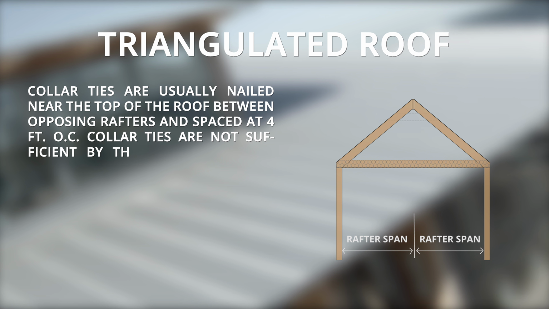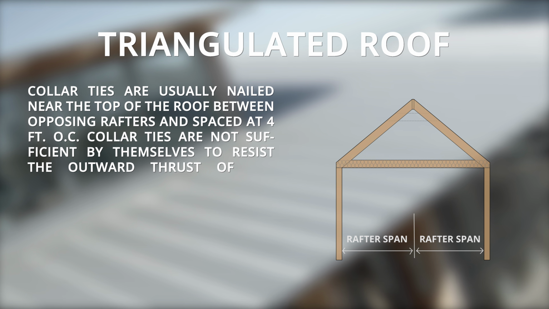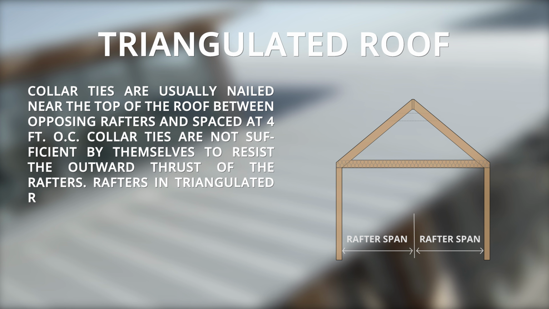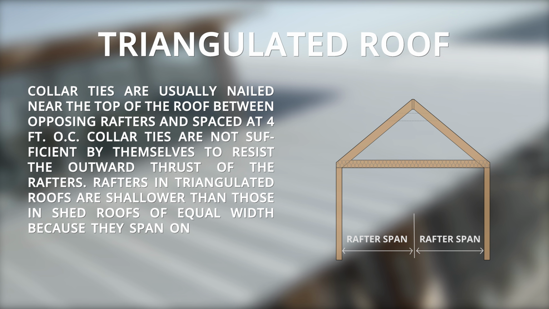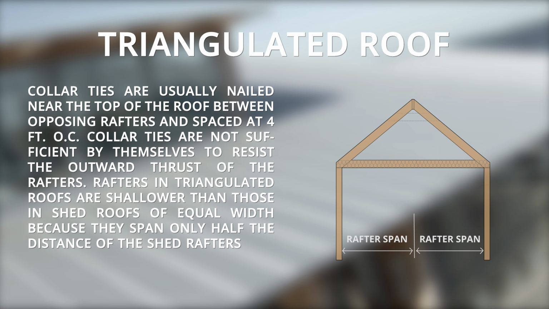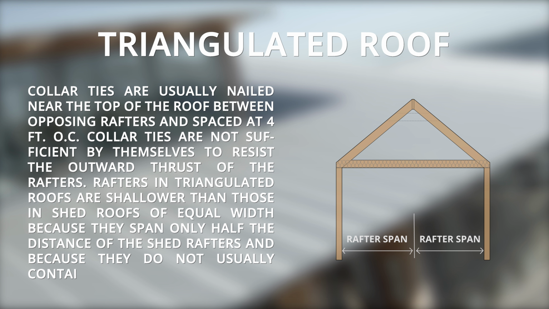Collar ties are not sufficient by themselves to resist the outward thrust of the rafters. Rafters in triangulated roofs are shallower than those in shed roofs of equal width because they span only half the distance of the shed rafters and because they do not usually contain insulation.